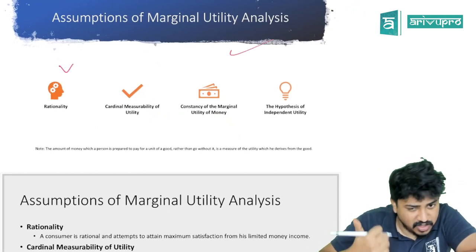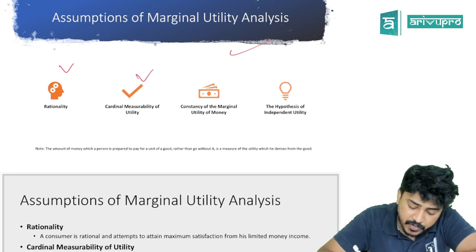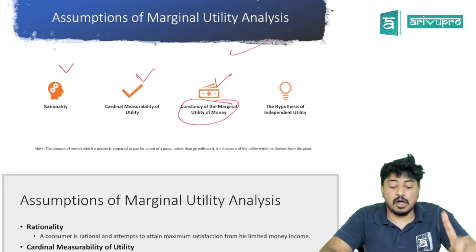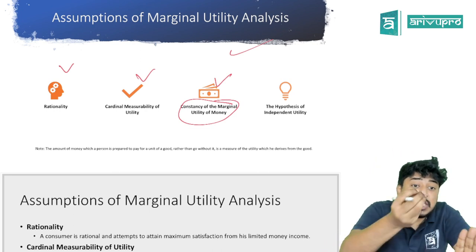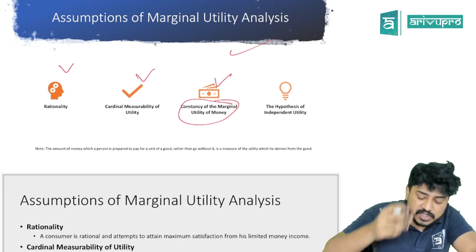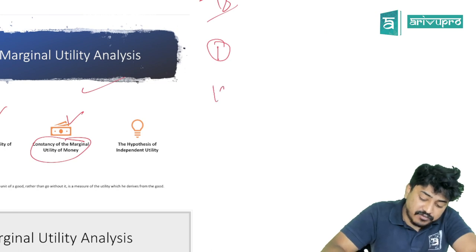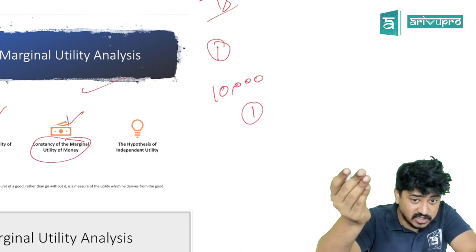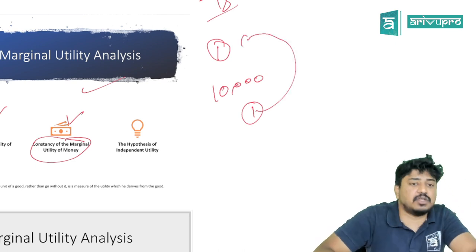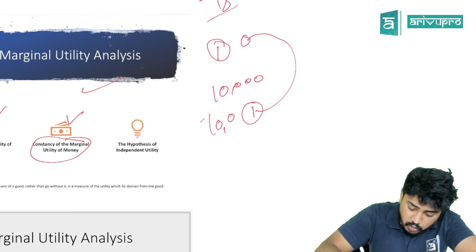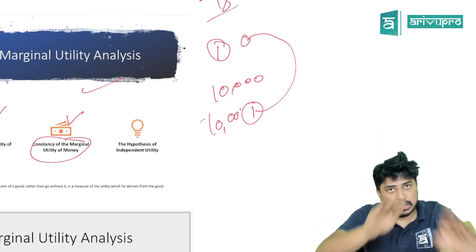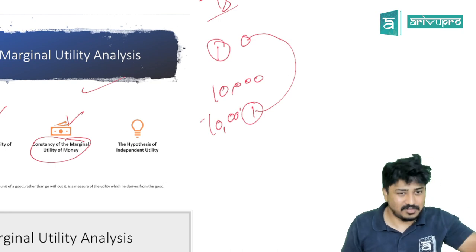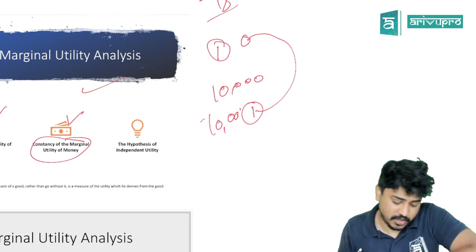Now, what are some assumptions of marginal utility analysis? First, a consumer should be rational. Second, cardinal measure of utility. Third, constancy of marginal utility of money. What does that mean? The utility you get from a rupee will never change. The satisfaction from the first rupee and the 1 rupee you get after 10,000 rupees should be equivalent. It should always be the same. But in reality, it is not, because after earning so much, you will say, leave it, I'm not so money-minded.